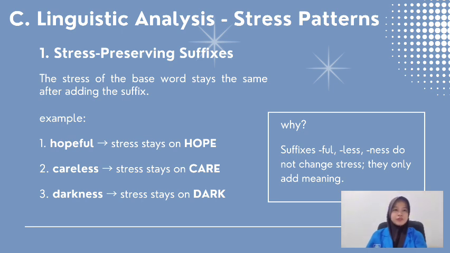Example number two, careless. The stress stays on care. Example number three, darkness. The stress stays on dark. Why does this happen? Well, suffixes like ful, less, and ness don't change the stress pattern. They only add meaning to the base word.